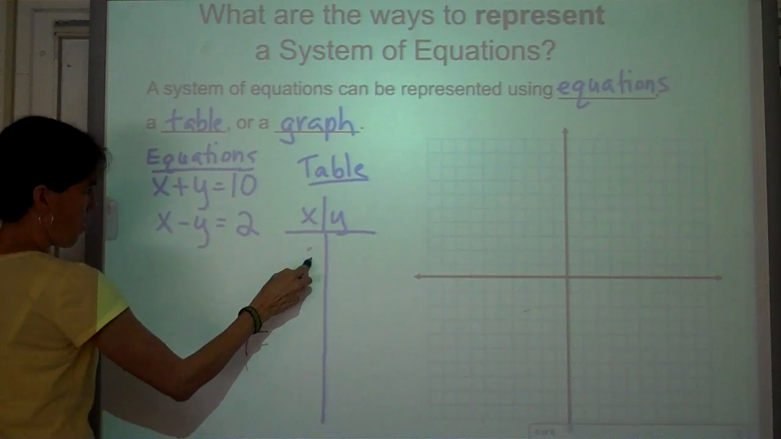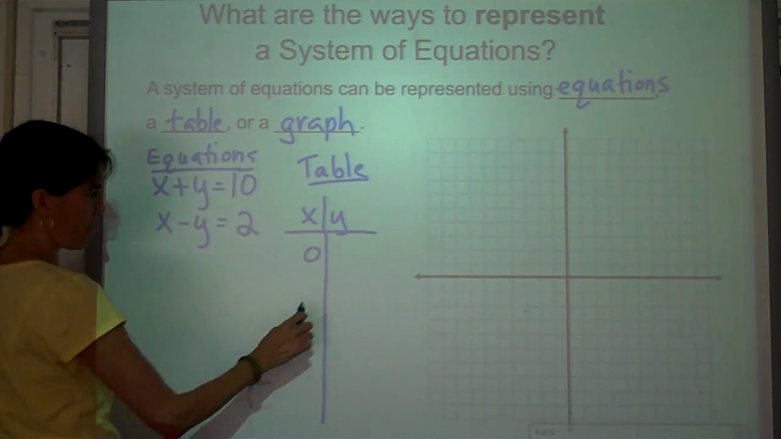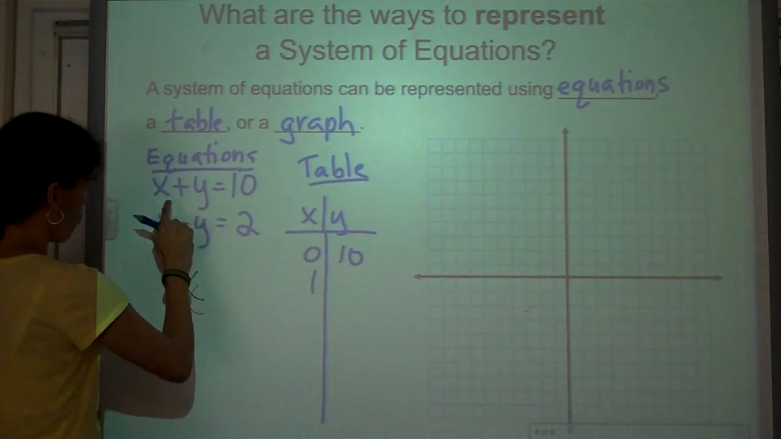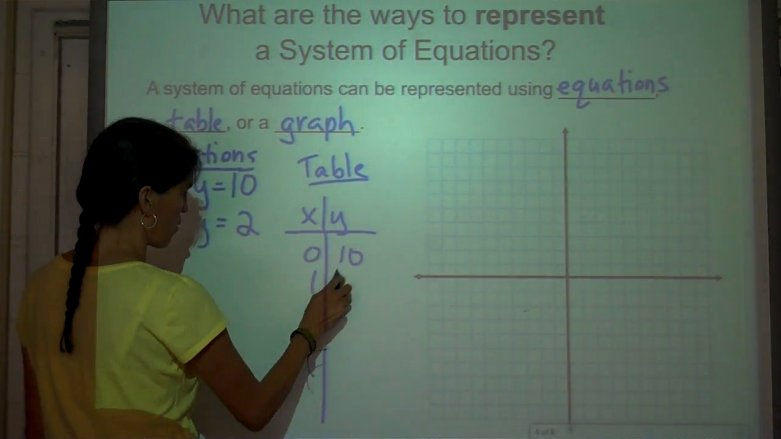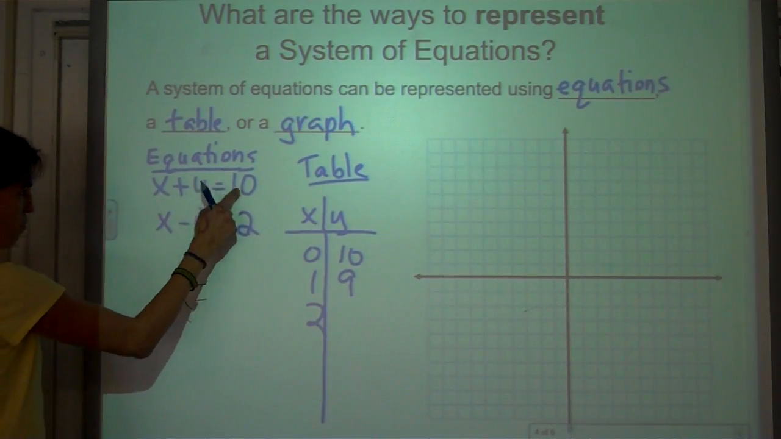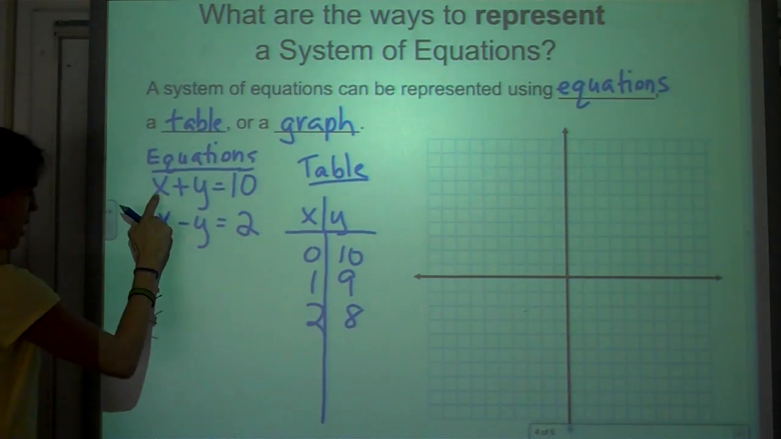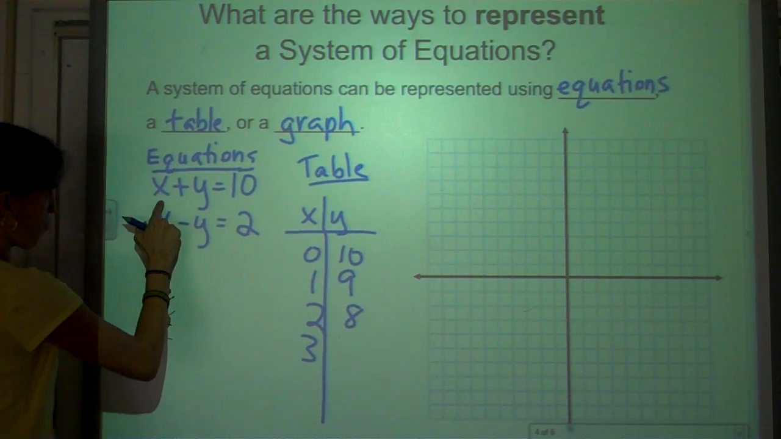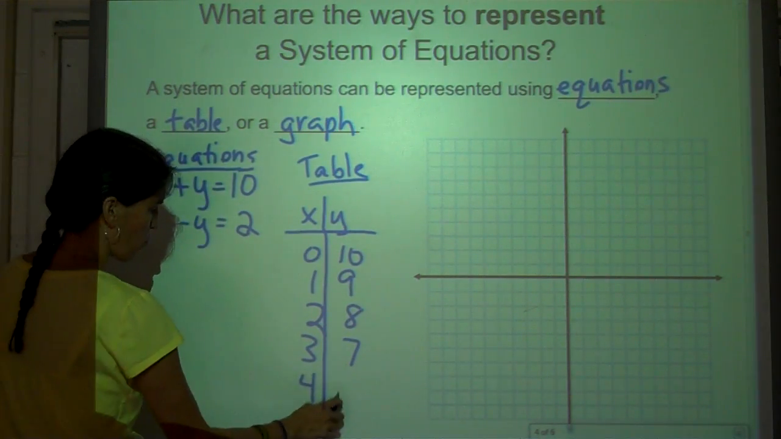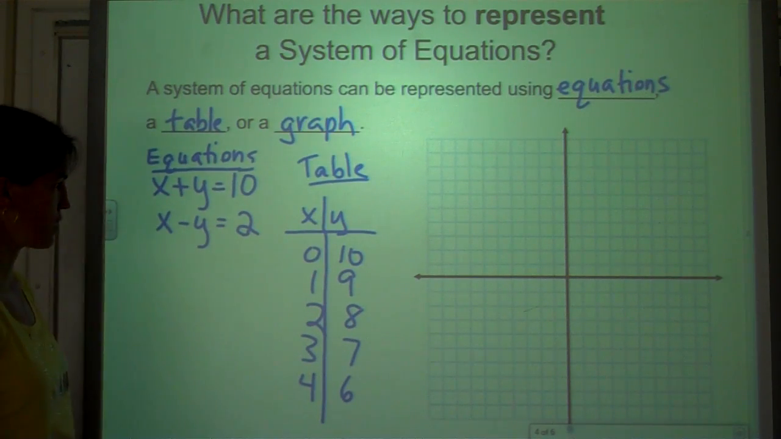Okay, if x is 0, 0 plus what number gives you 10? 10. If I put a 1 in right here, 1 plus what number gives me 10? 1 plus 9. If I put a 2 in for x, 2 plus what number gives me 10? And if x is 3, 3 plus 7 gives me 10. And you can keep going. If I put 4 in for x, 4 plus 6 is 10.